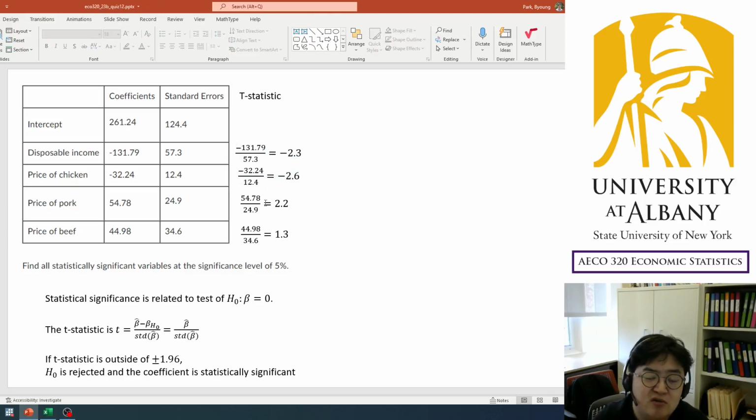Anyhow, it is easy to tell that the first 3 coefficients are outside of plus minus 1.96. So these 3, disposable income, price of chicken, and price of pork, are statistically significant. But the price of beef is too small. The coefficient is too small, so we cannot say it is statistically significant, because that means it could be just 0, and we obtained a non-zero coefficient by chance as a random error. So that's the result here.